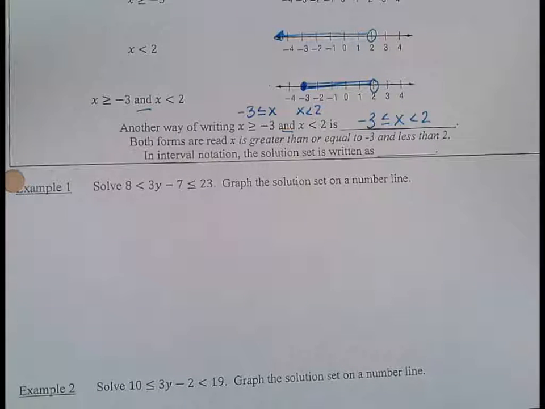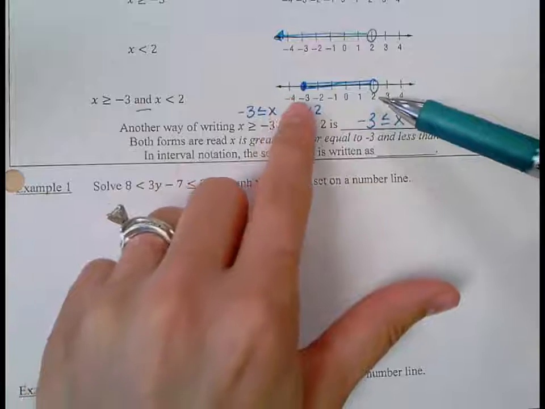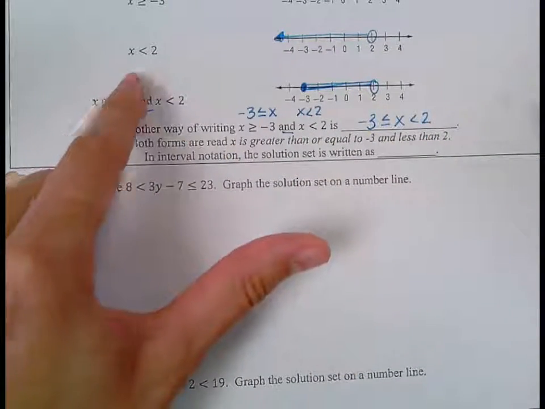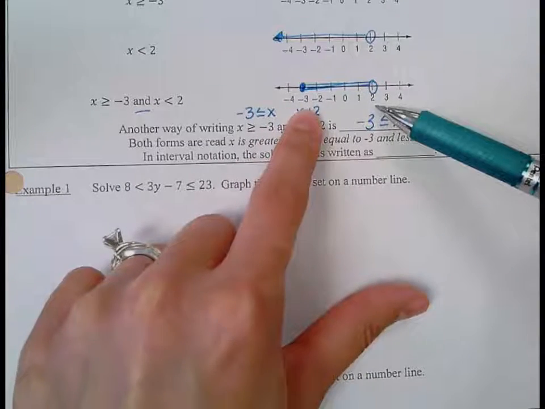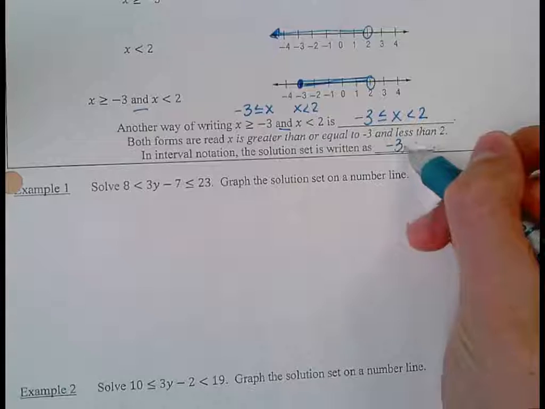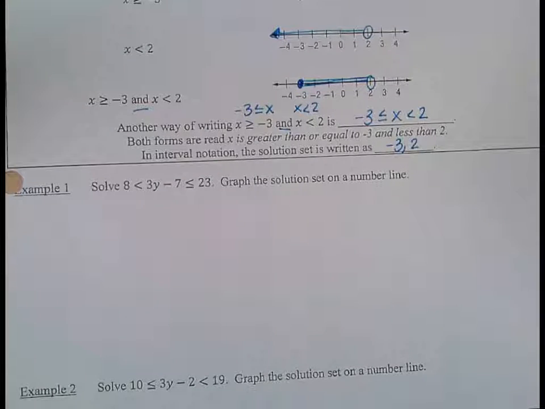And then I also want to look at the interval notation, so the notation we learned Friday with the parentheses and the brackets. In this case, infinity is not needed, either positive or negative infinity, because notice the graph of our solution set does not extend all the way in either direction. We have two endpoints, -3 and 2. So this solution set would be the values from -3 up to 2.